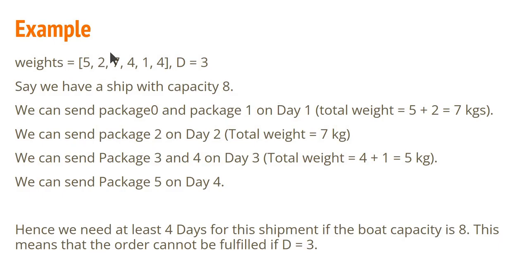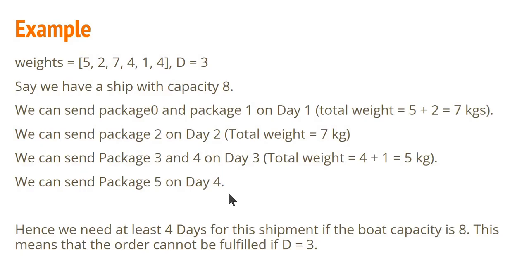Now, the moment I look at item 2, which is 7 kgs or 7 units, I know that I must push it to day number 2. That's because 5 plus 2 plus 7 is more than 8. Now, likewise, 7 can be sent on the second day. Now I move to 4. I know that 4 and 1 can be sent in. The next 4 cannot be sent in because 1 plus 4 will be 9. Hence, I say 4 and 1 on day number 3, which is 5 units. That's package number 3 and package 4. And then finally, the last package on day 4.